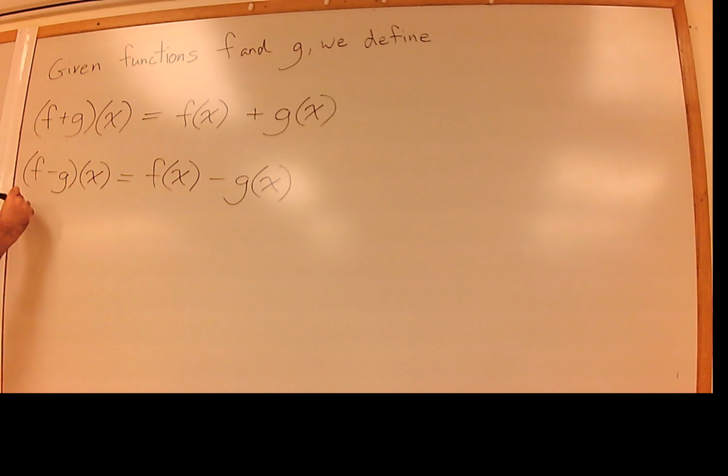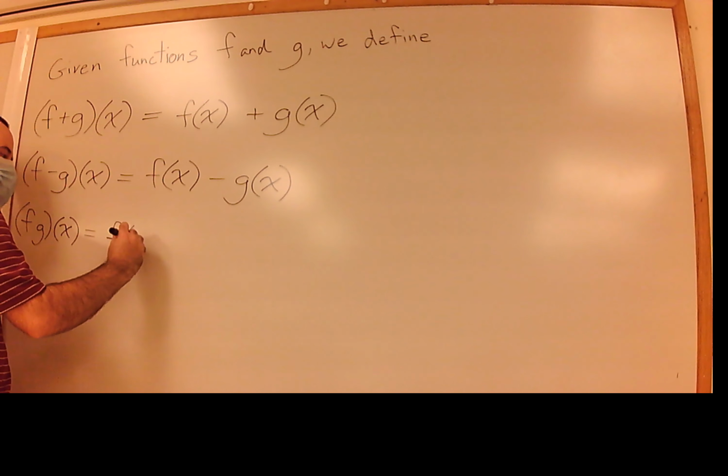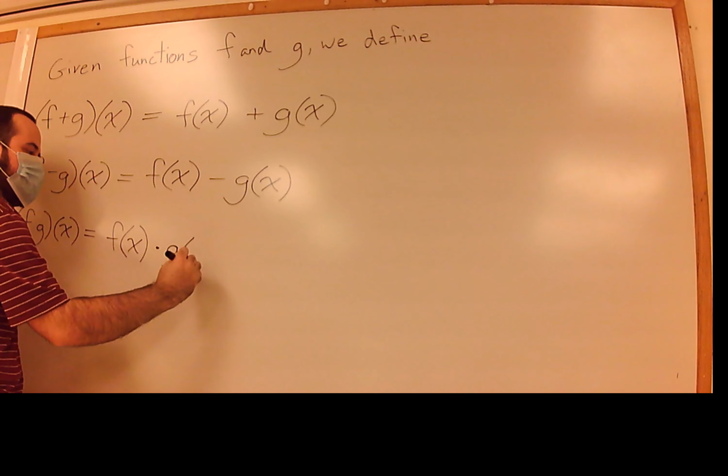We can do the same thing with multiplication. If we want a new function that we're calling f times g of x, just take f of x, multiply that by g of x.